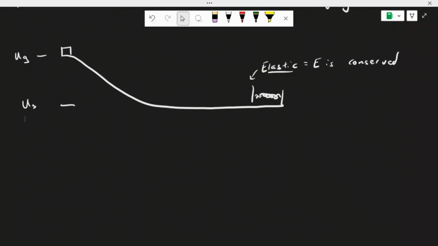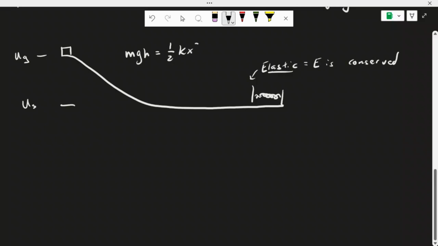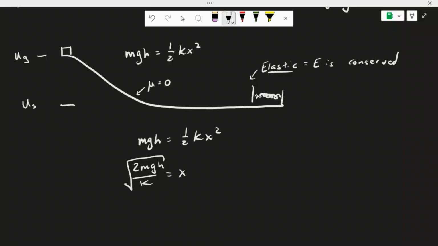So that means I can set my potential energy at the beginning, mgh, equal to my potential energy at the end, 1/2 kx squared, as long as there are no non-conservative forces. So again, mu here has to be 0, ergo I have no friction. And then here I can find how far the spring would compress. I get mgh equals 1/2 kx squared. I can get 2mgh over k is equal to x squared, so I would square root this, and I get that as my final answer. x is the square root of 2mgh over k.